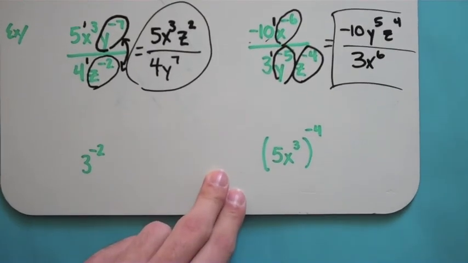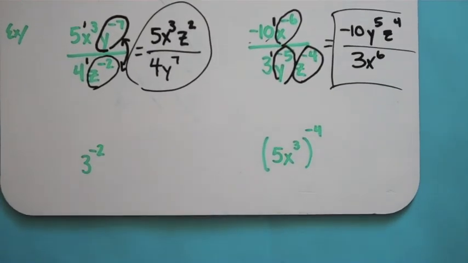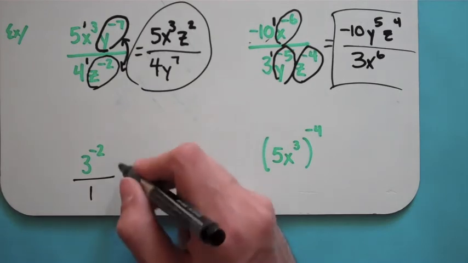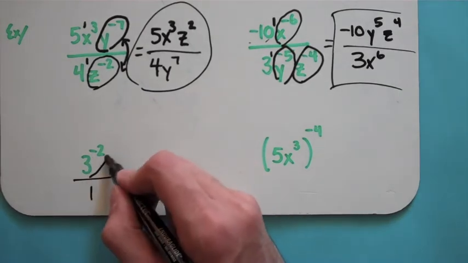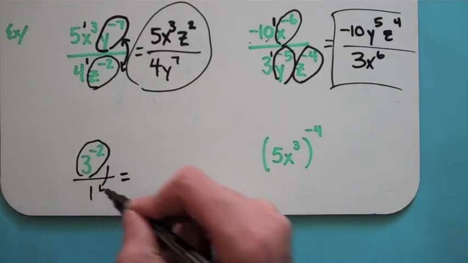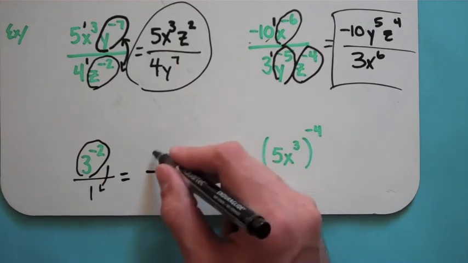Alright, 2 more problems in this video. We got 3 to the negative 2nd power right here. Now, we talked about how negative exponents go to the other side of the fraction, but there is no fraction in this problem. Well, that's because it's really 3 to the negative 2 over 1. And now we can move this over. The 3 is going to get sent to the bottom right here.